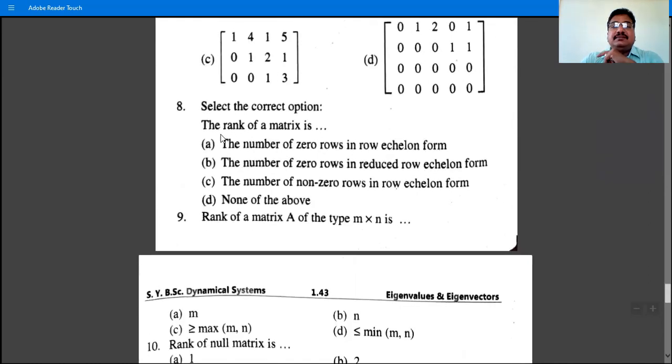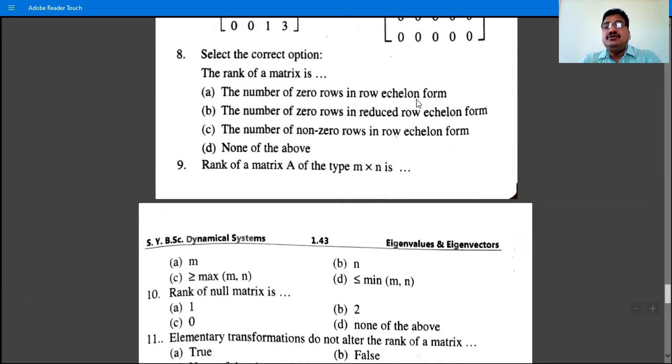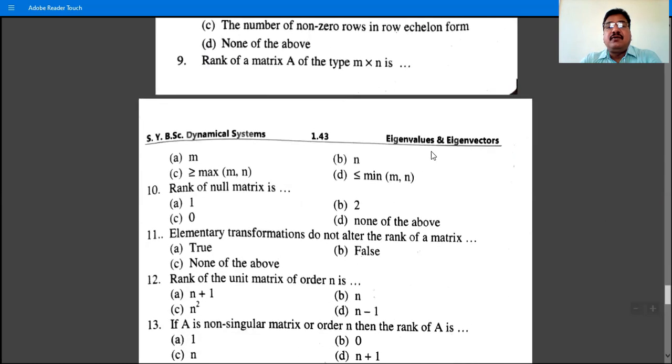Select the correct option. The rank of the matrix is the number of non-zero rows in row echelon form. The options are: the number of non-zero rows in reduced row echelon form, the number of zero rows in reduced row echelon form, the number of zero rows in row echelon form, the number of non-zero rows in row echelon form. So this answer is correct, C: the number of non-zero rows in row echelon form.